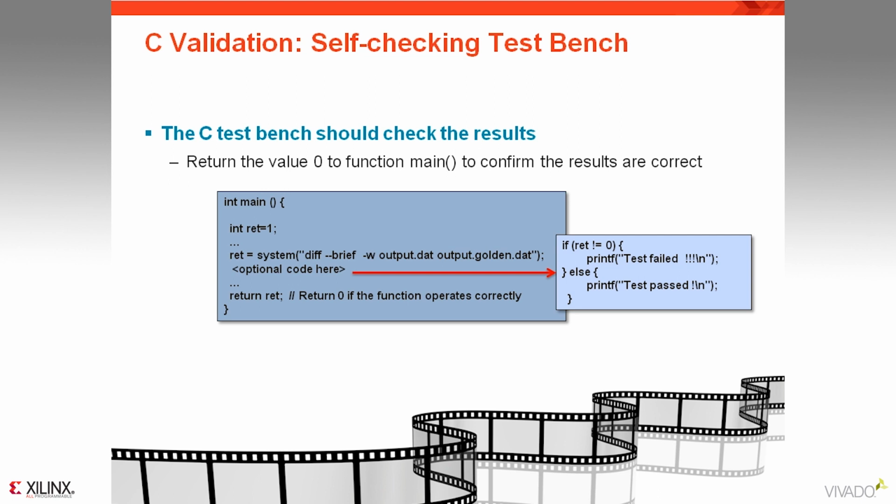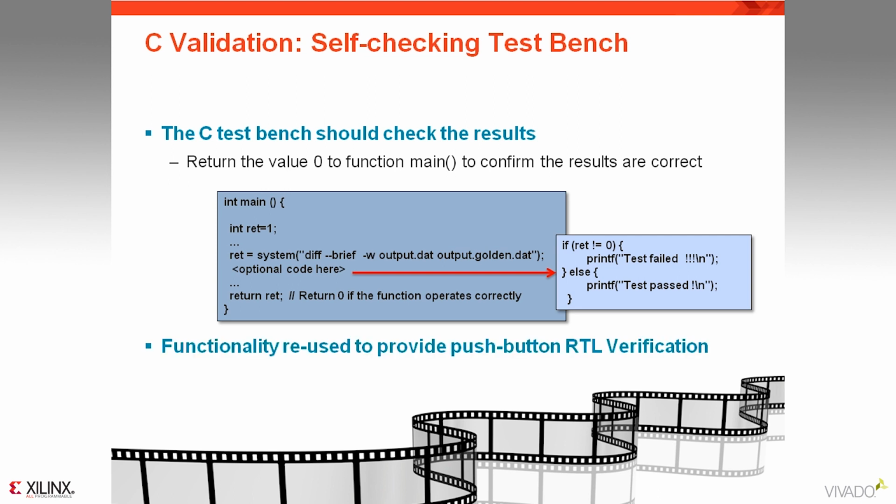The important point is that the results are checked and the function return is set to a value 0 if the results are correct. Vivado HLS can then use this return value in the RTL verification. If the test bench checks the results, as we shall soon see, verifying the RTL is simply a push button operation. Now let's demonstrate this verification flow from top to bottom.